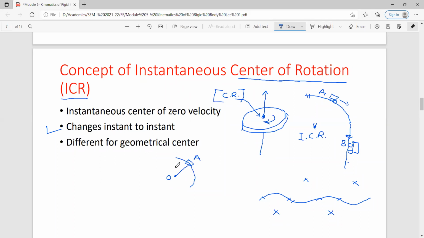You should know this concept. What is radius? Radius is the distance between the concerned point which is moving on the circular path and the center of rotation. You remember it, you know it? Do you know this radius? Yes or no? Yes, sir.